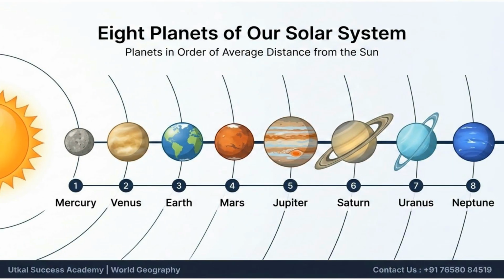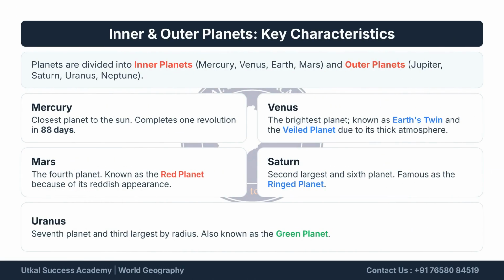Here, we can clearly see the 8 planets arranged according to their average distance from the Sun. Mercury is the closest planet, while Neptune is the farthest. All these planets revolve around the Sun in fixed orbits, forming our solar system. Planets are categorized into inner planets: Mercury, Venus, Earth, and Mars, and outer planets, Jupiter, Saturn, Uranus, and Neptune. We'll explore the characteristics of these planets in the next few scenes.